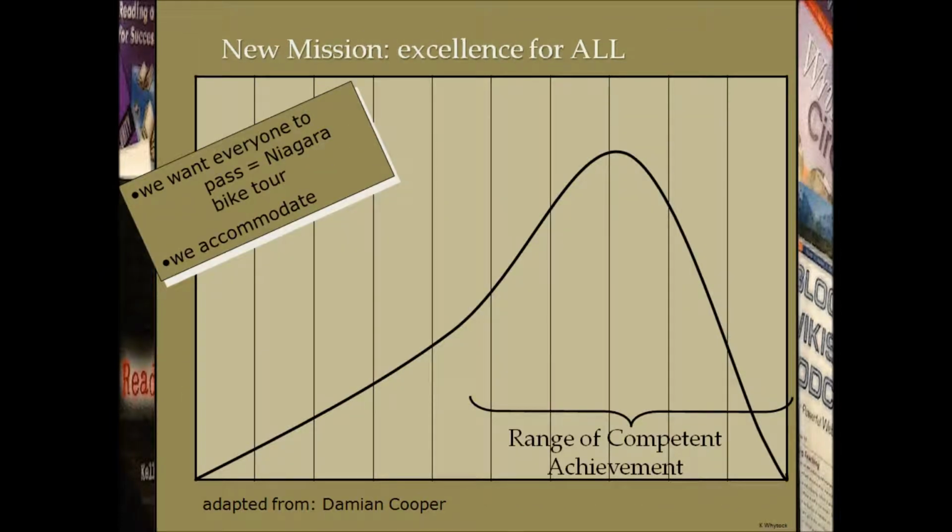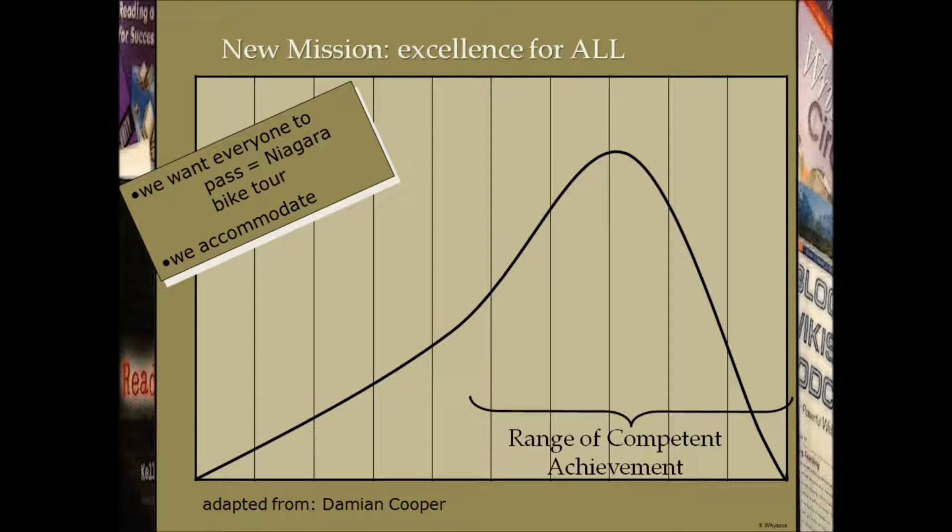So this is the new graph Damian Cooper created. On the left-hand side, the low end represents 50%. Our job is to move students up. We want everyone to pass. He compared it to doing a Niagara bike tour. Everyone goes out on a tour. The tour director will change courses, will accommodate every kind of rider that's with them. The strong riders can ride ahead. We'll support the weak riders. If there's a big hill that the weak riders can't handle, we allow them to get off and push their bike up the hill.